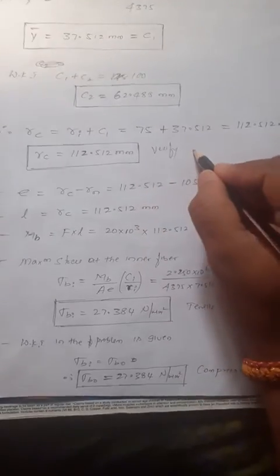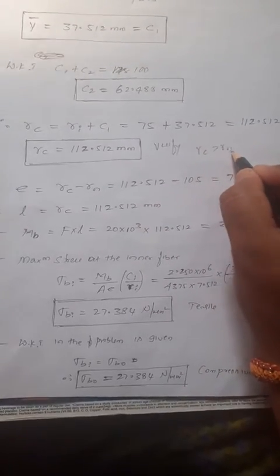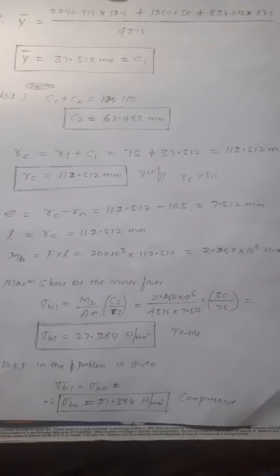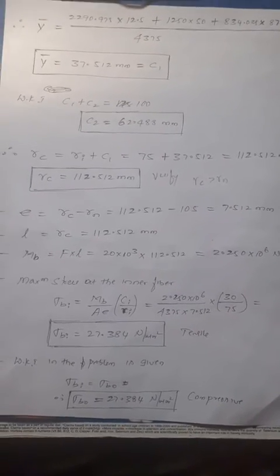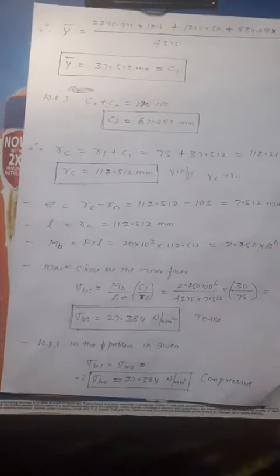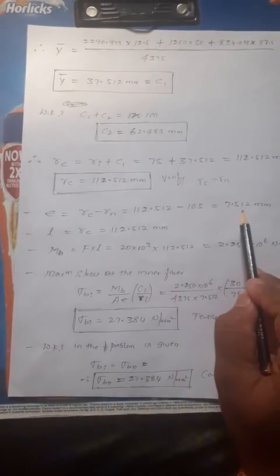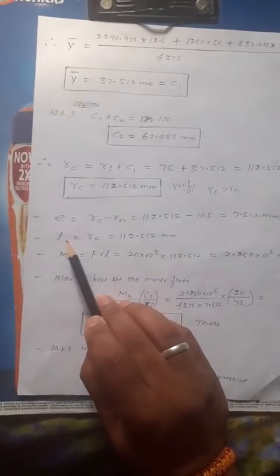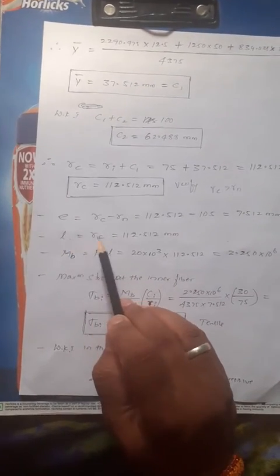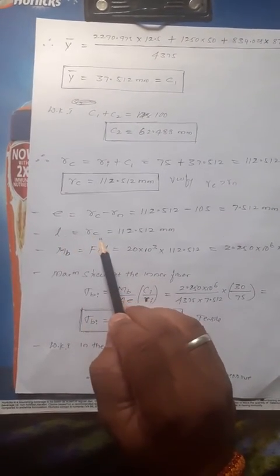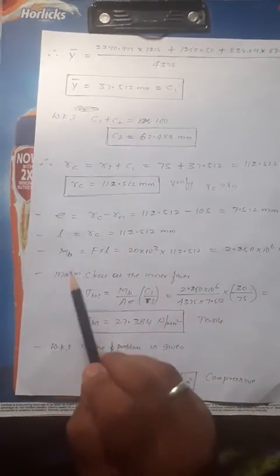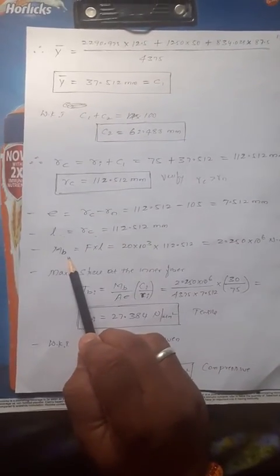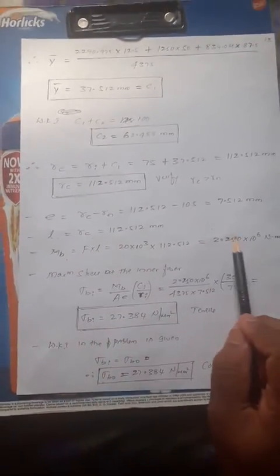Again verify it. How do we verify? RC is greater than Rn, right? Rn we got as 105 mm, RC is 112.512 mm. Then calculate the eccentricity; you will get 7.12. Then the distance from the line of action of force to the centroidal axis. Now in this problem, L is equal to RC here. By seeing the geometry you can get it. Then the bending moment is equal to force into distance.